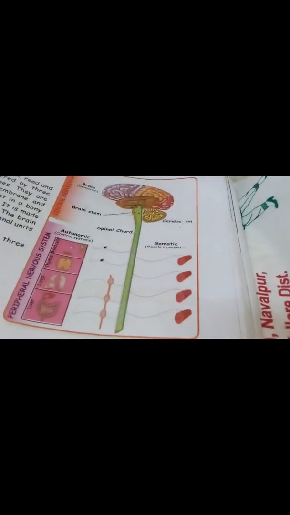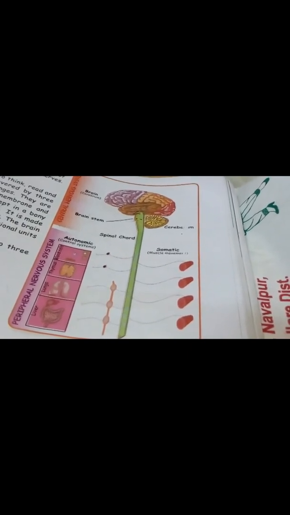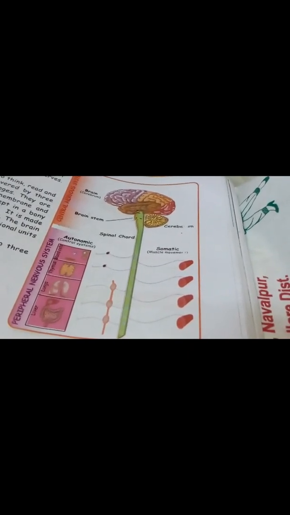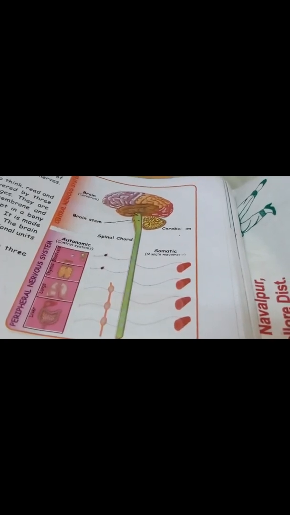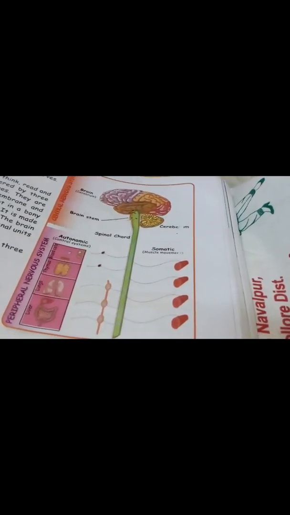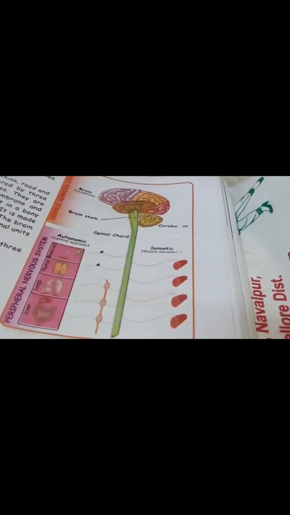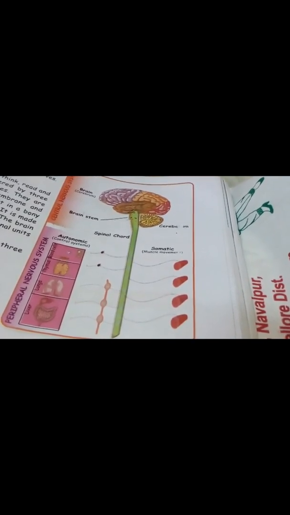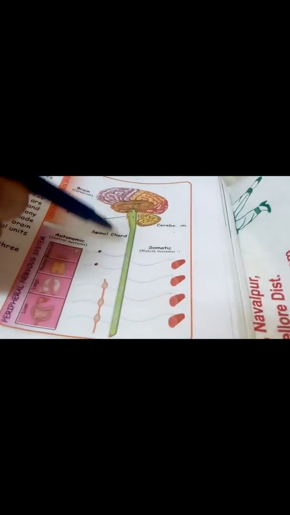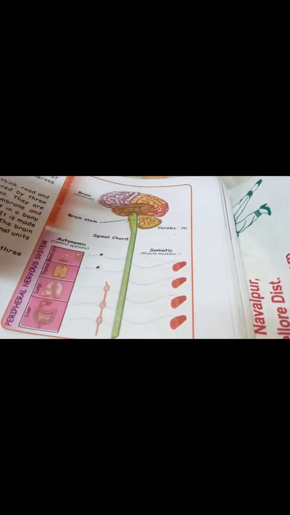It is called vital knot because it controls breathing, heartbeat, and other involuntary muscles. It connects the brain to the spinal cord.